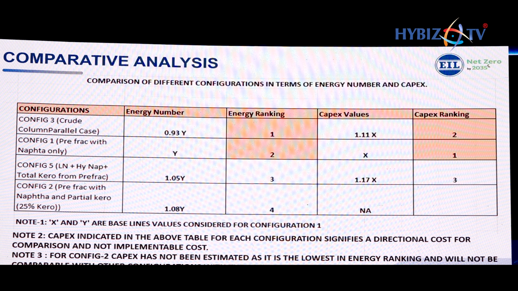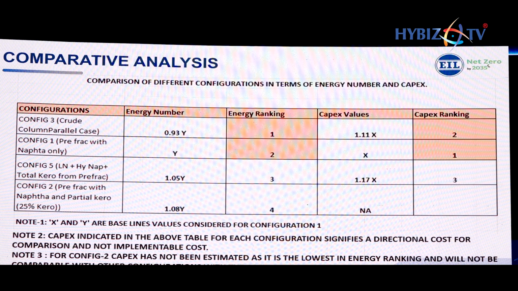So this is how we achieved a lower energy number and selected the configuration. The moral of the story is, whenever going for revamp options, for 50% revamps, evaluate with all this, and rank with respect to energy and with respect to capex. Of course, the third dimension has not been taken because it is not easy to quantify constructability.